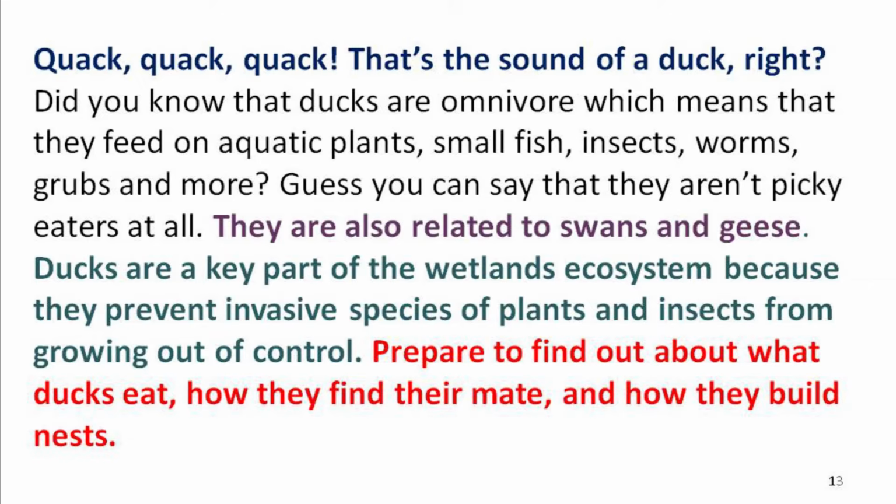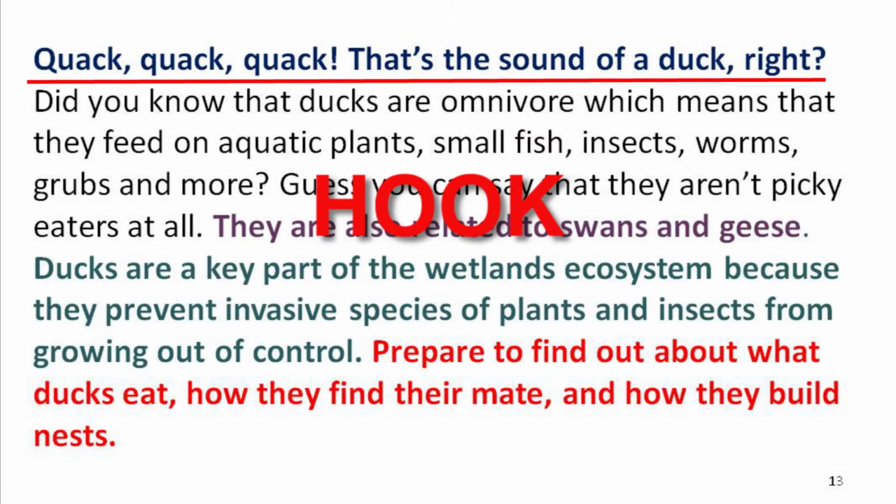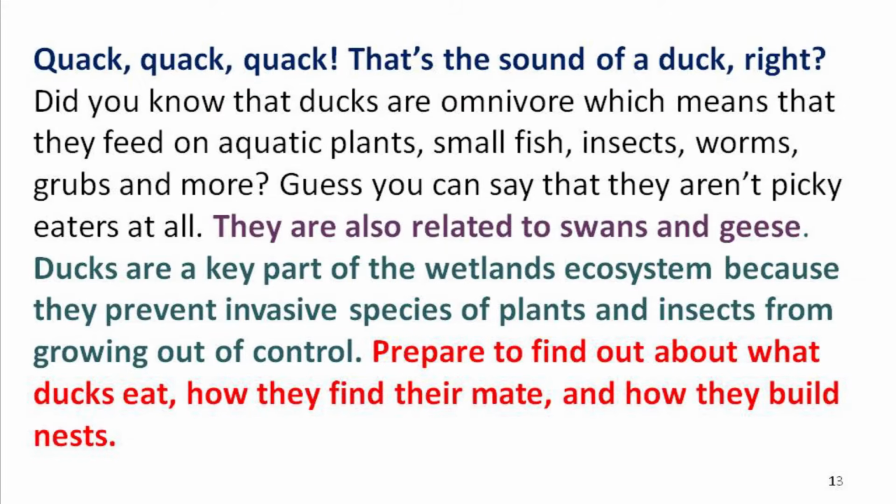Quack, quack, quack. That's the sound of a duck, right? Here we have our hook. Naturally, it is an interesting start. We get our reader's attention. This is saying to our reader that we're going to be writing about a duck, instead of telling them that we're writing about a duck.